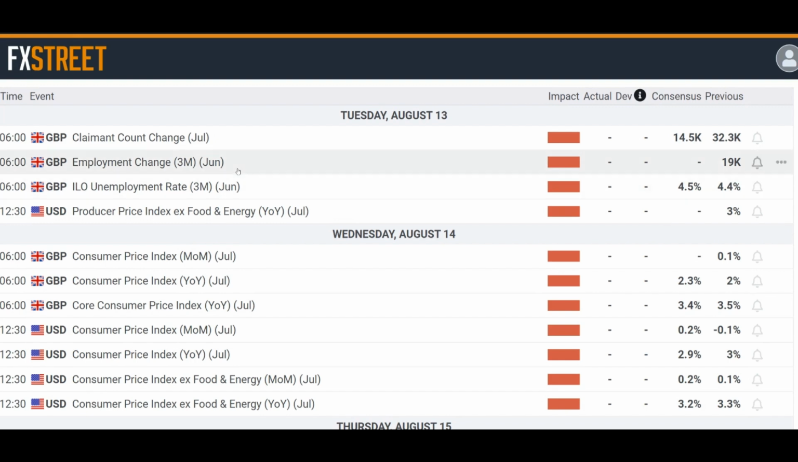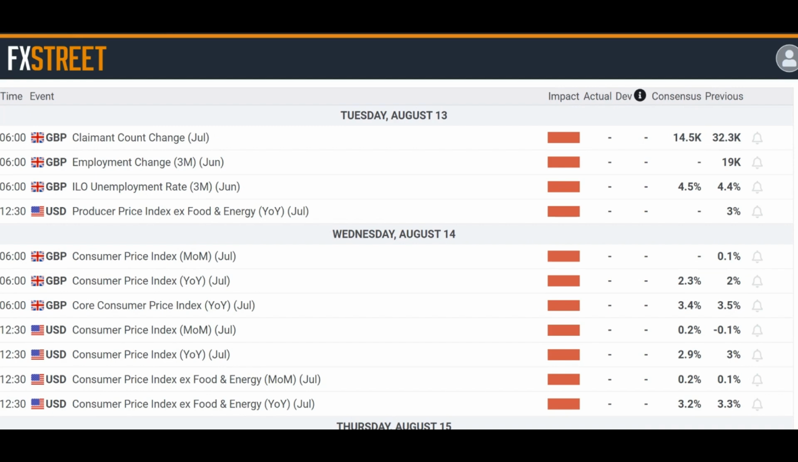Then at that same time, we have the ILO unemployment rate, that is the International Labour Organization unemployment rate, which provides us with a comprehensive measure of unemployment, encompassing individuals actively seeking employment and those available for work but not actively seeking. So these three data are more or less labor oriented data, which will give us an insight into how well the labor sector of the United Kingdom is doing.